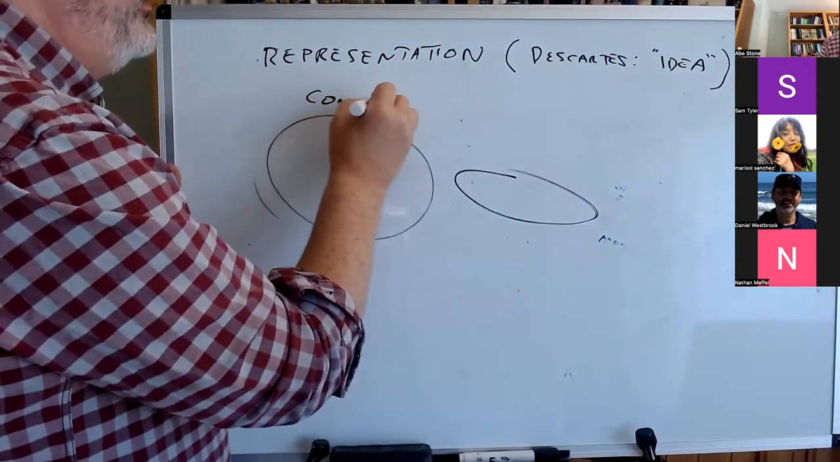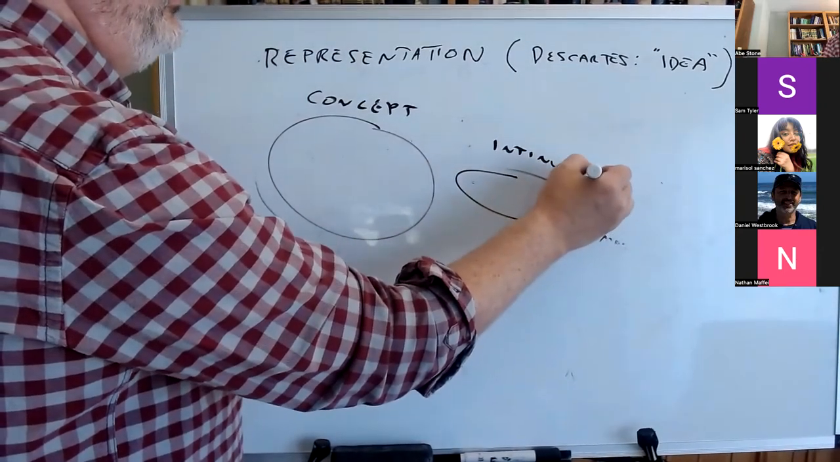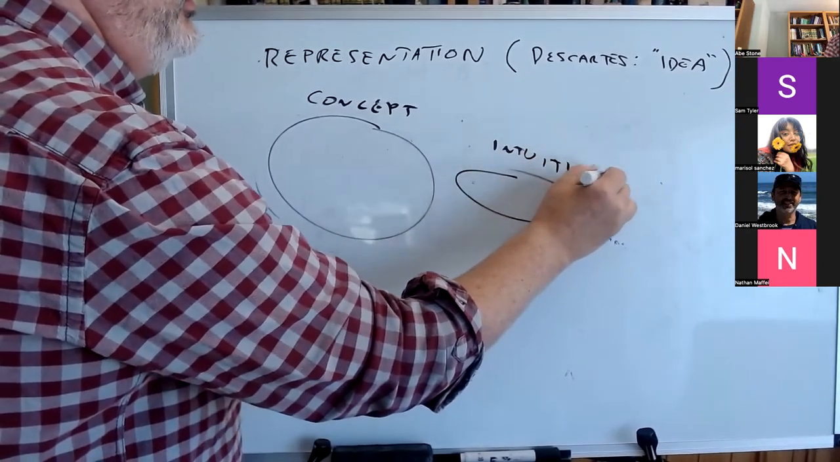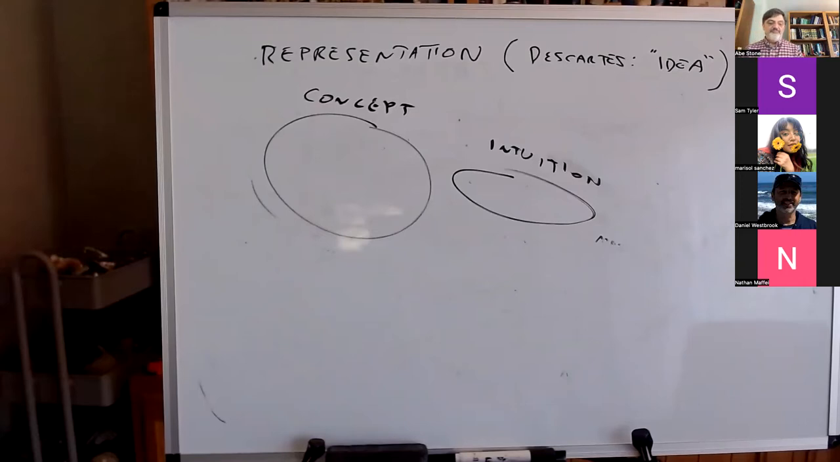There's a concept and an intuition. All right, a concept and an intuition. Now, this is not part of the definition of representation in general. In fact, Kant thinks we can conceive of a kind of mind whose representations wouldn't have these two parts. But our representations, when they succeed in referring to an object, always have these two parts.